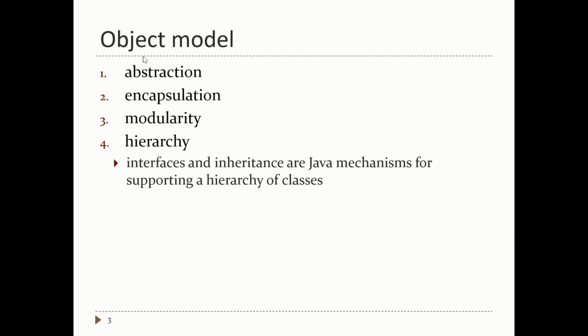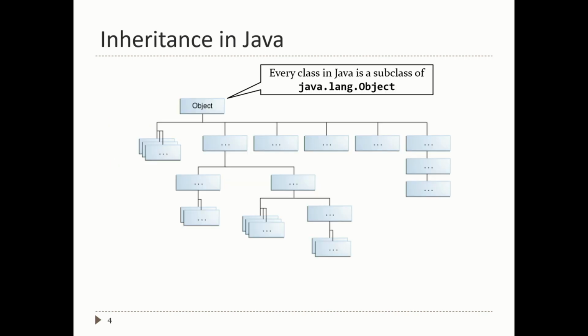So inheritance, if you remember the object model, there was abstraction, encapsulation, modularity. Inheritance is part 4 of the model, along with interfaces. Part 4 of the object model was hierarchy. And so interfaces and inheritance are the two Java mechanisms for supporting a hierarchy of classes. So inheritance in Java looks like this.